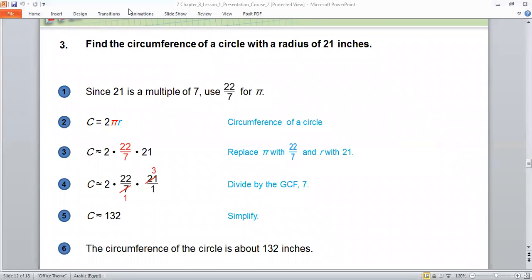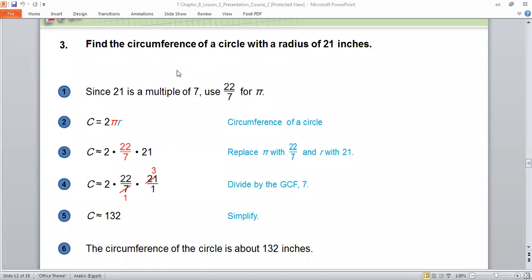Look with me at this example. Turkey, can you read the example, please? Find the circumference of a circle with a radius of 21 inches. He gives me in this example, find the circumference of the circle with the radius of 21 inches.